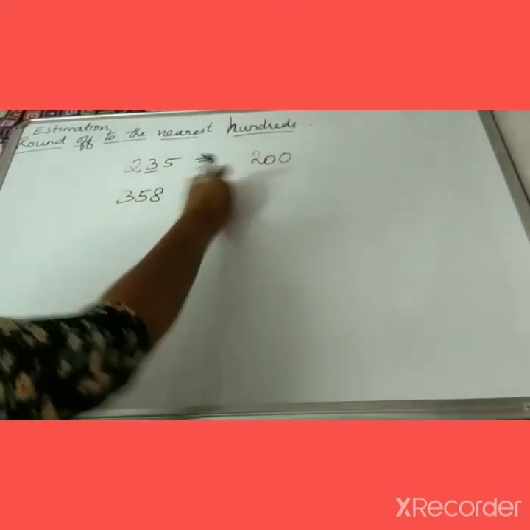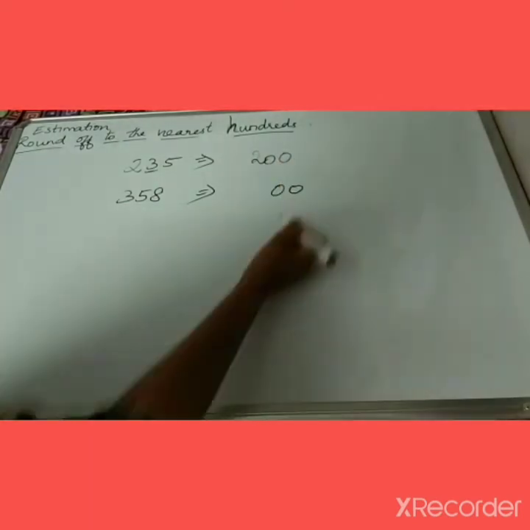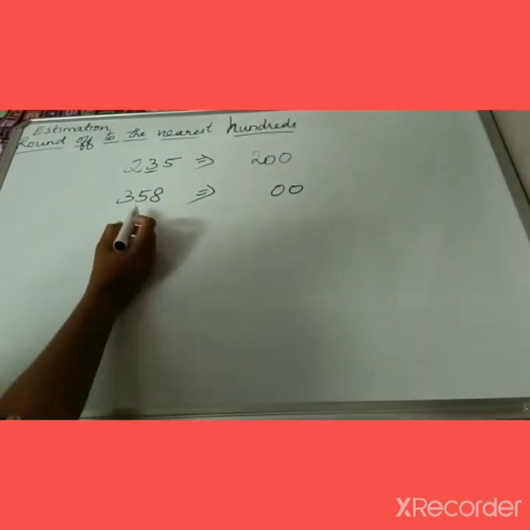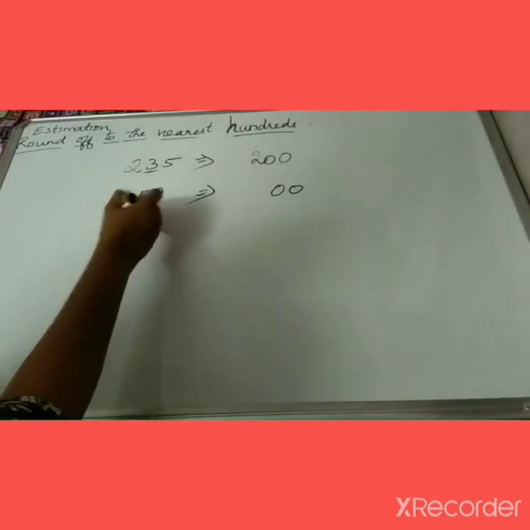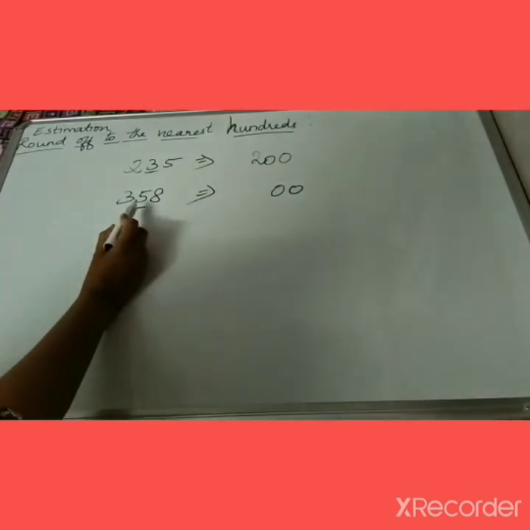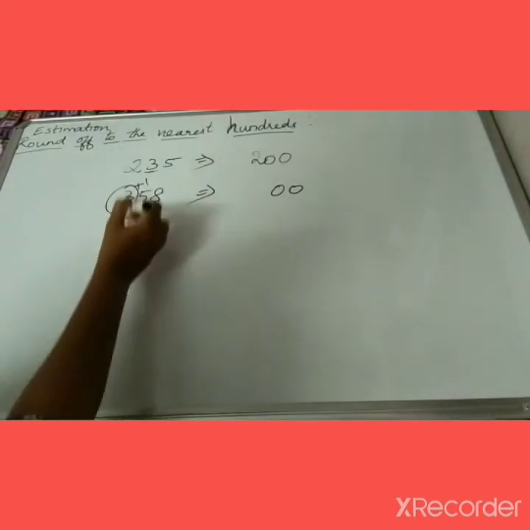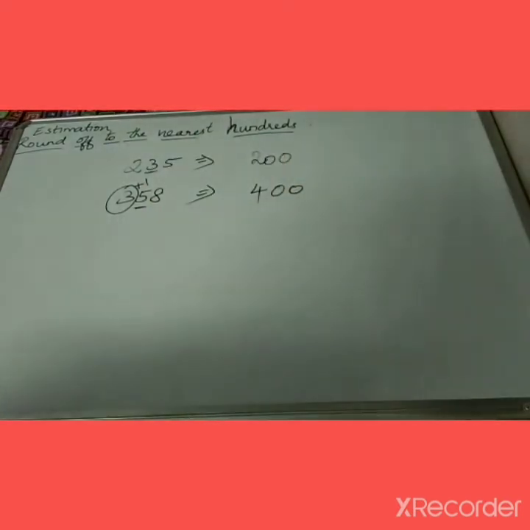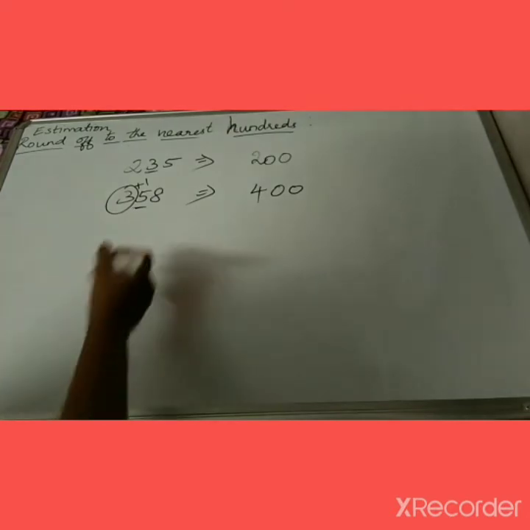358. In the answer, in the last two places, we will have 0. And which place do we have to look at? We have to look at the tens place because we are rounding off to 100. If the number is 5 or greater than 5, then we will add 1 to the previous number. So 3 plus 1 will be 4. 400. Clear? Now one more example.